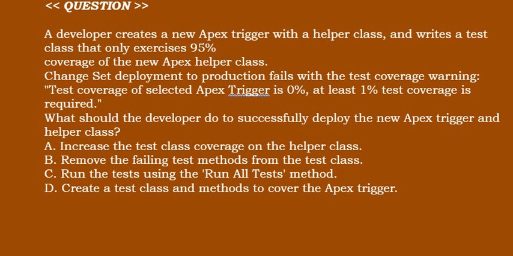Option A, increase the test class coverage on the helper class. Option B, remove the failing test methods from the test class. Option C, run the tests using run all tests method. Option D, create a test class and methods to cover the Apex triggers. Correct answer is option D.